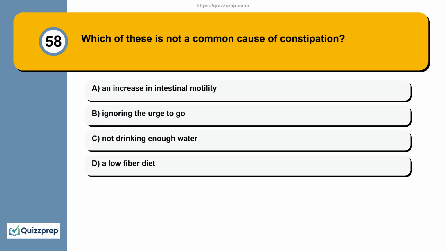Question 58. Which of these is not a common cause of constipation? An increase in intestinal motility. Ignoring the urge to go. Not drinking enough water. A low-fiber diet.